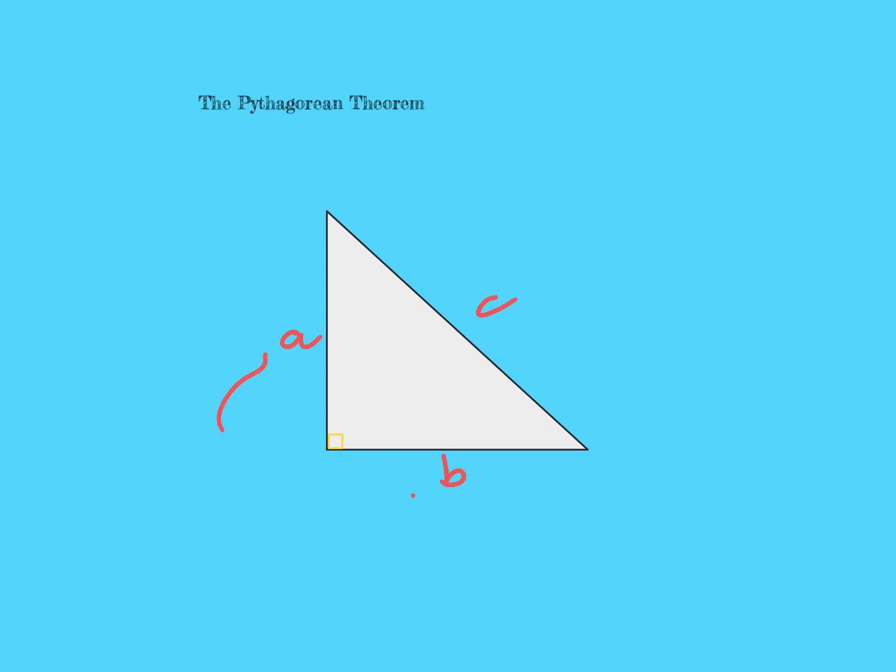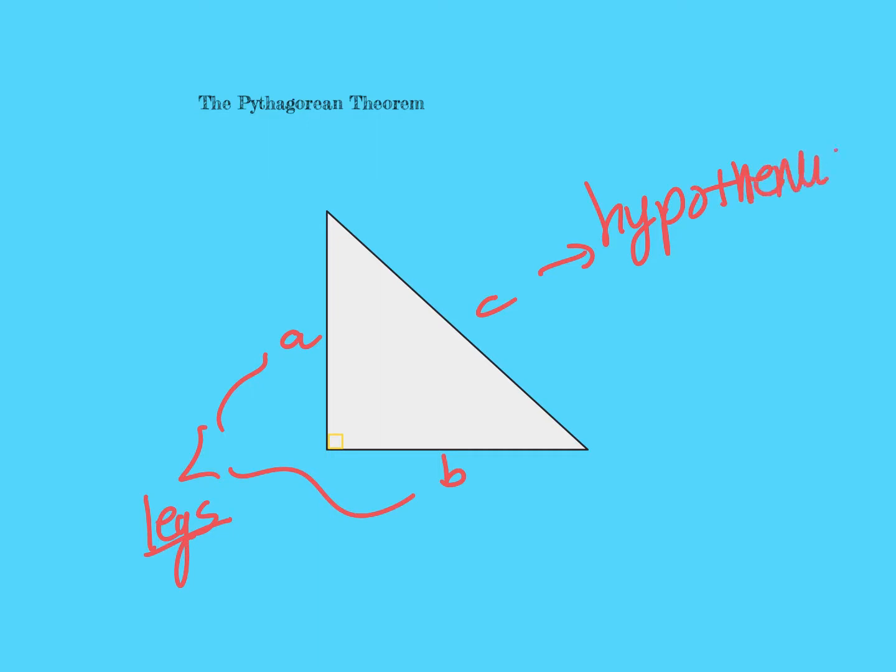First of all, let's get the language down. These are the legs when you have a right angle triangle, the legs, and this is the hypotenuse. Okay, the hypotenuse and the legs. But they already discovered that if you square the values, or the lengths, of the two legs, you get the length of the hypotenuse squared.